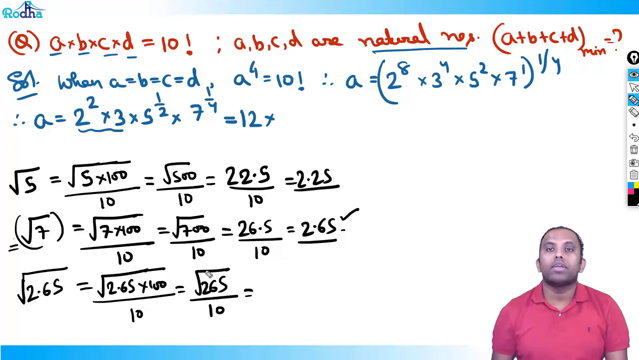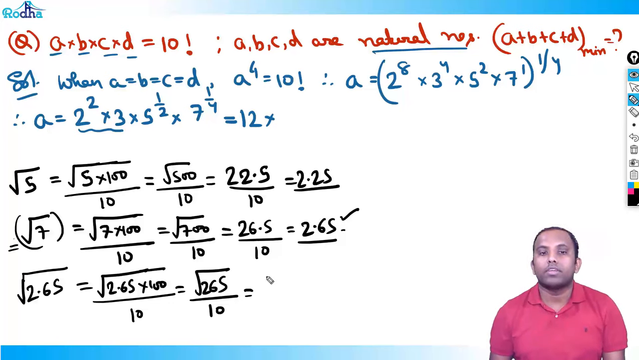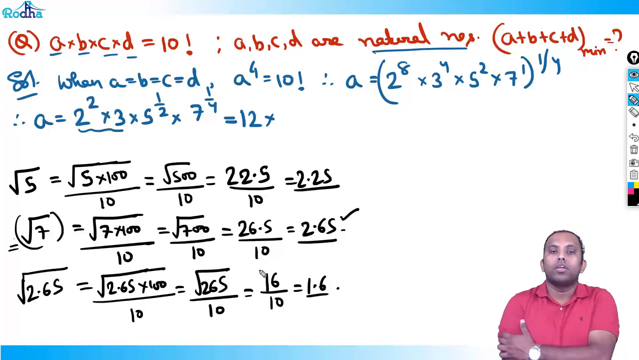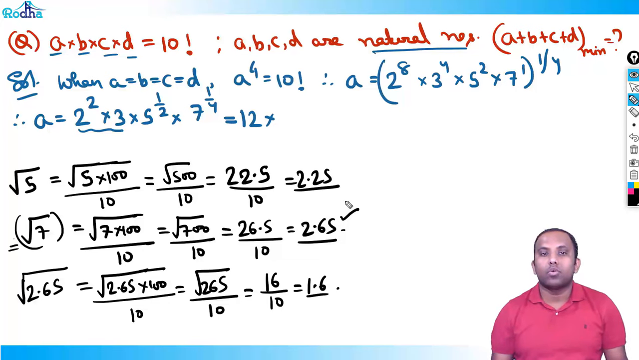What is root 265? 16 square is 256. It's around 16 only. Or 16.1, 16.2. Any approximation you can take, right? It's around, let's say, 16. So, 16 by 10. Let's say around 1.6. This kind of number, right? I can assume 1.6. So, what is the value now?